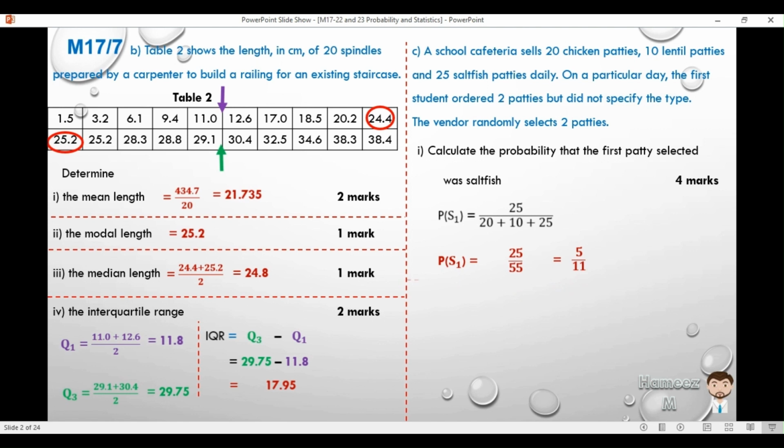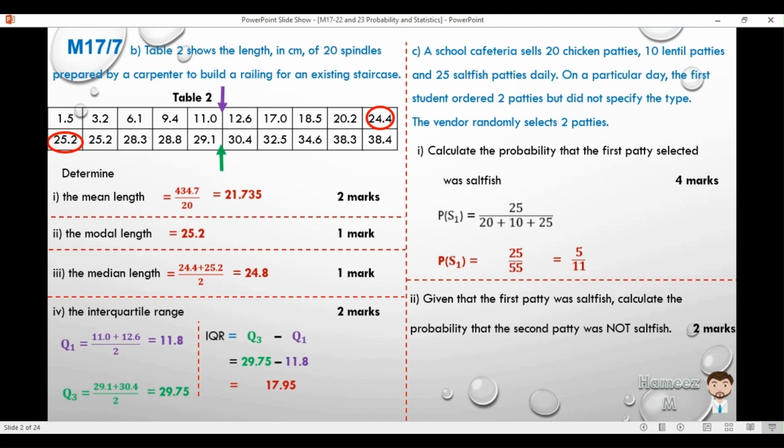Let's go into part 2. Given that the first patty was saltfish, calculate the probability that the second patty was not saltfish. If we consider that we're linking it to the first patty, the first patty selected was already saltfish, then the probability that the second patty was not saltfish, we'll indicate that by writing S2 with a bar on top. So it's not saltfish as the second patty given the first patty being saltfish.